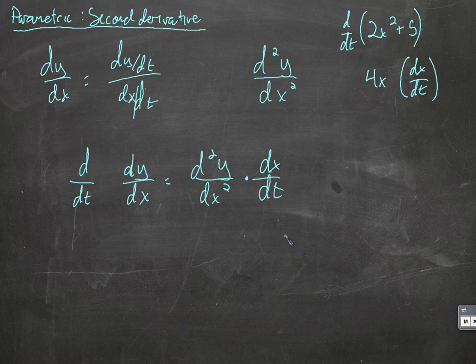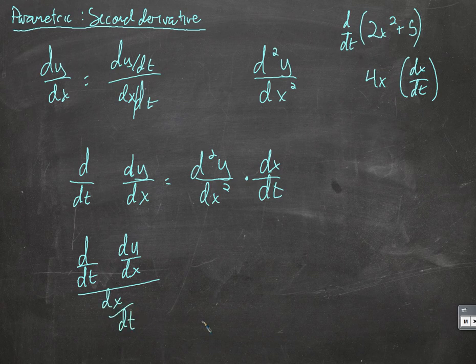Here's the cool thing. We can now solve for this. We can divide by dx/dt. So we have d/dt of dy/dx, over dx/dt. Now, how do we take the derivative of d/dt of dy/dx? To take the derivative of dy/dx, we are going to take the derivative of dy/dt over dx/dt.